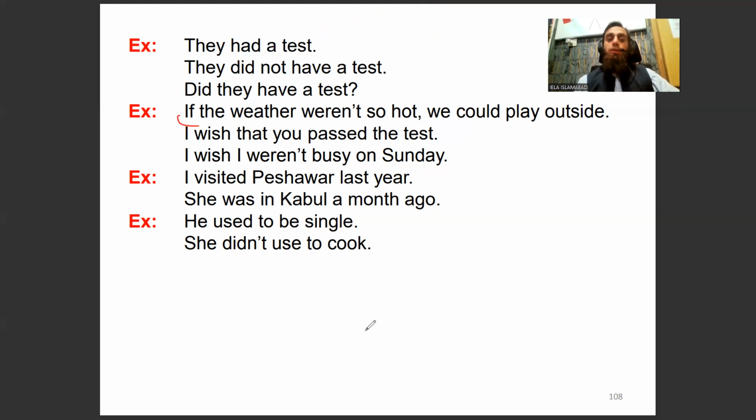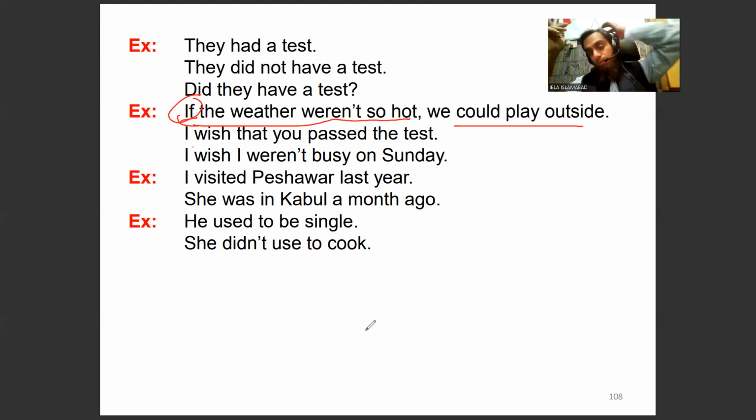Another example, now we mentioned if, like how it represents future or present time. If the weather were not so hot, we could play outside. Now this, we could play outside, is a discussion about future time period. Next, I wish that you passed the test. I wish I were not busy on Sunday.